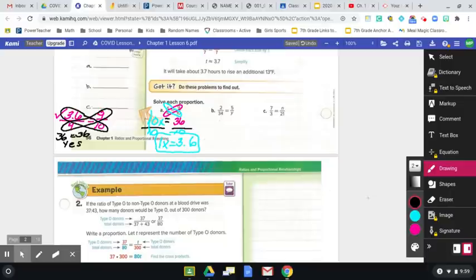Let's try another one, okay? Letter B. So I'm going to look at 34 times 5 right here, and you can use your calculator. You can work that out. When you multiply 34 times 5, you should get 170.